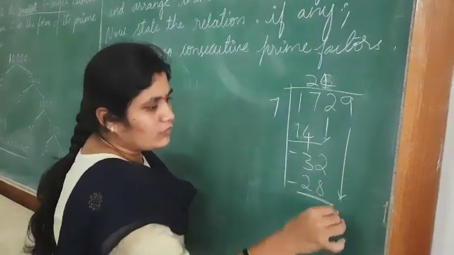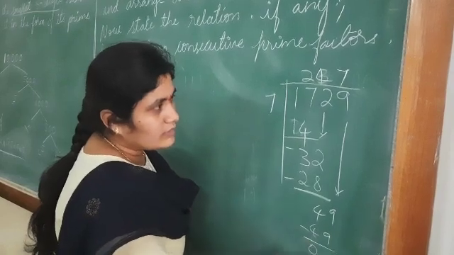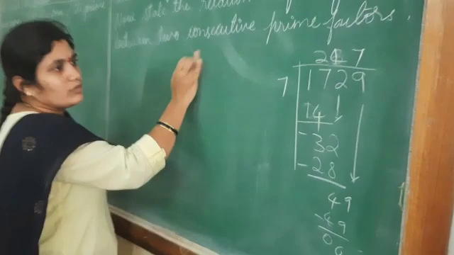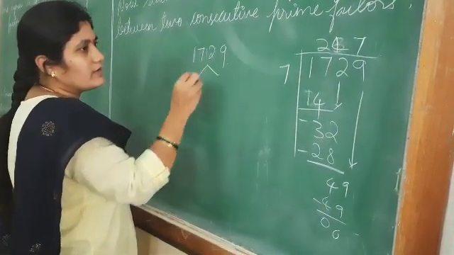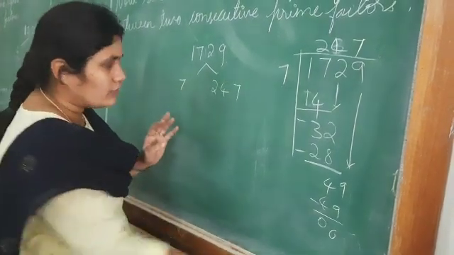7 7s are 49. This divides completely. Now write here: 1729 can be written as 7 into 247. Now write the factors of 247.